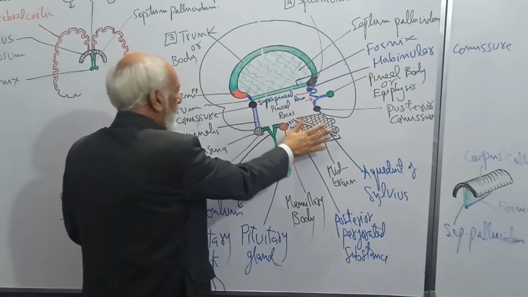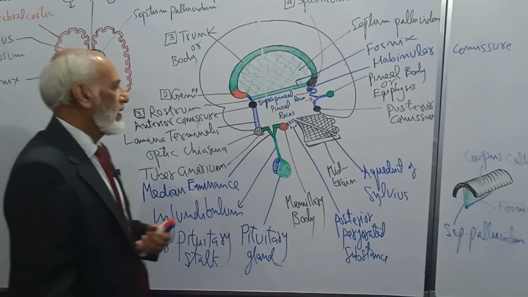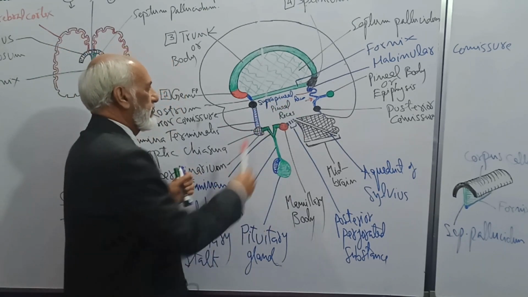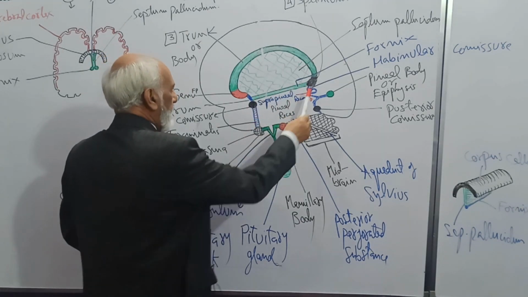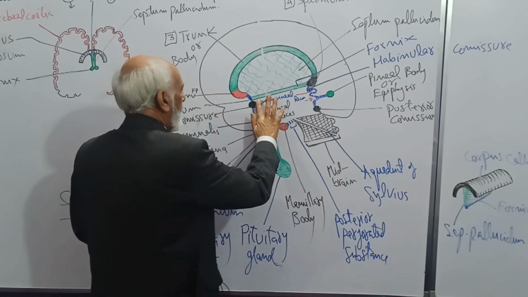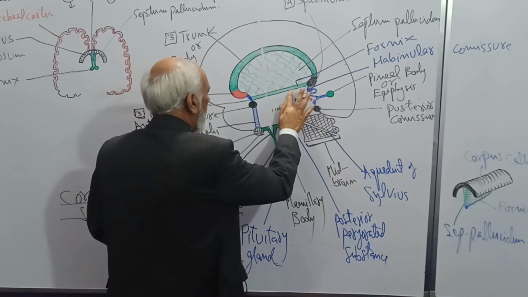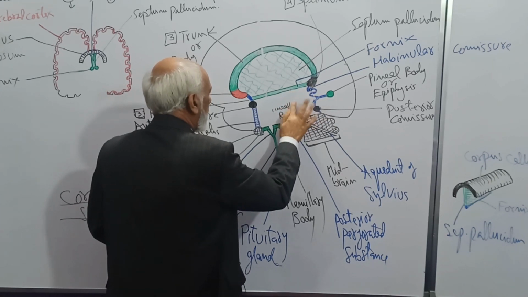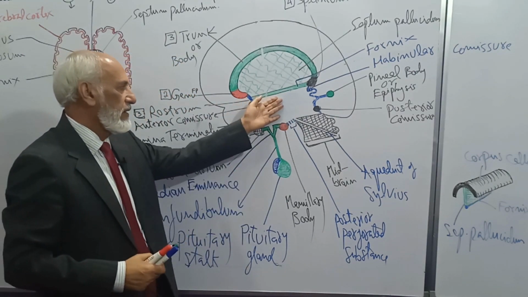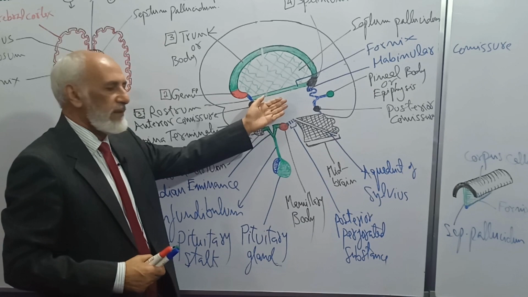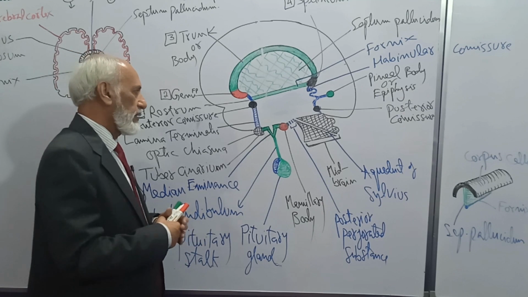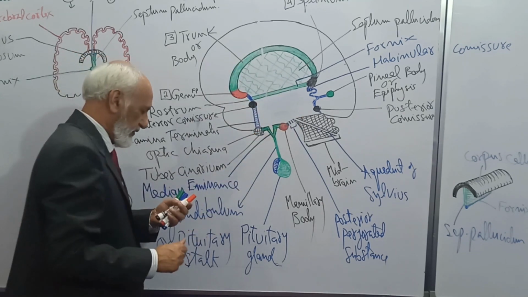Now we cut a section through the middle line. Here the third ventricle will be cut. The third ventricle has a roof, anterior wall, posterior wall, floor, and lateral wall. Suppose this is the right cerebral hemisphere. This is the right lateral wall of the third ventricle. Then the cavity of the third ventricle. Then the left lateral wall is removed with the other cerebral hemisphere when we cut this section.